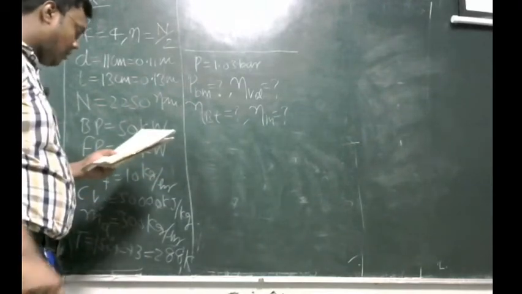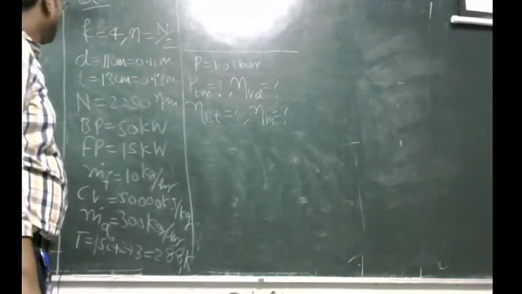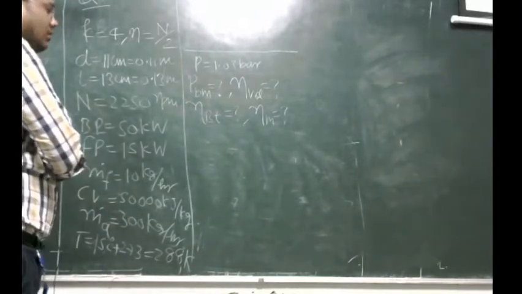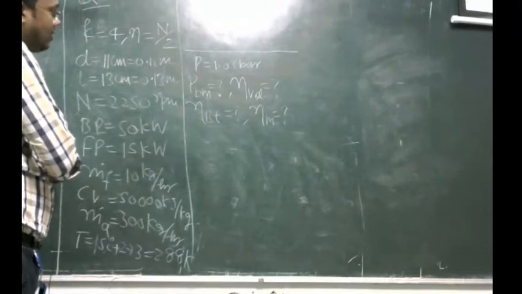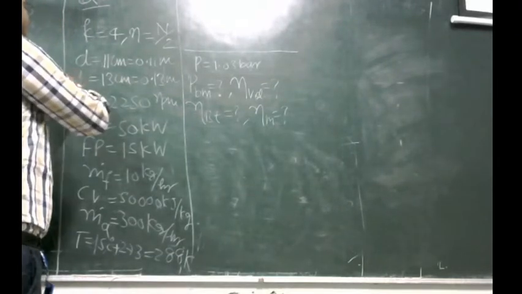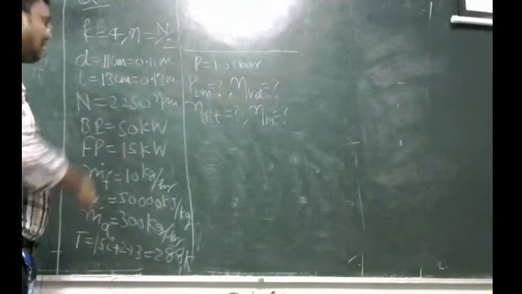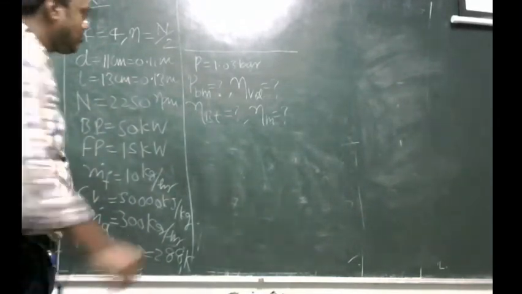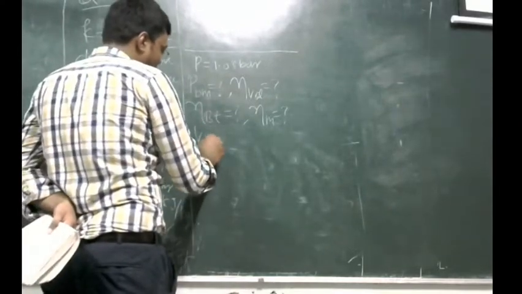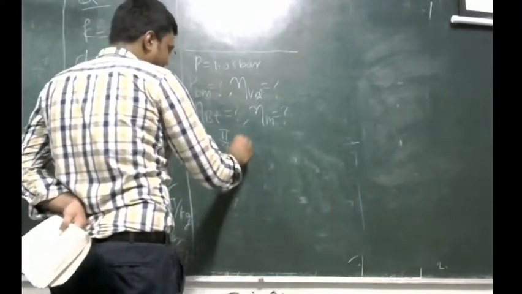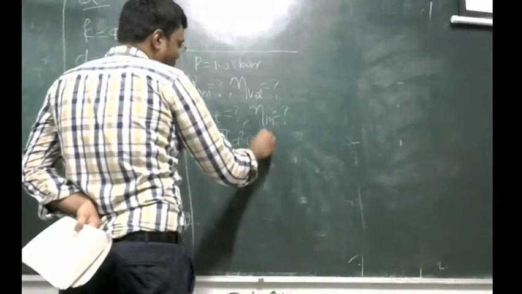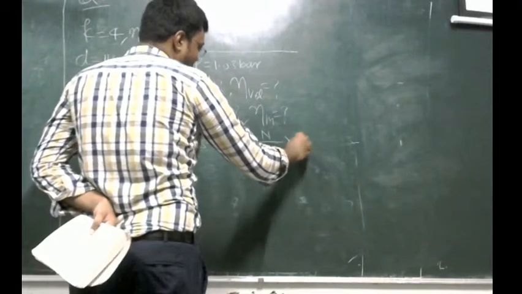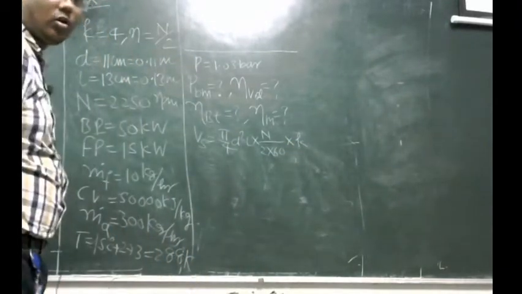First see what is given in the question. Brake power is given, and length and diameter are given. So with the help of length and diameter we can calculate the stroke volume. Vs is equal to pi by 4 D square L into N by 2 into 60 into K. This is the formula. Put all the values there.